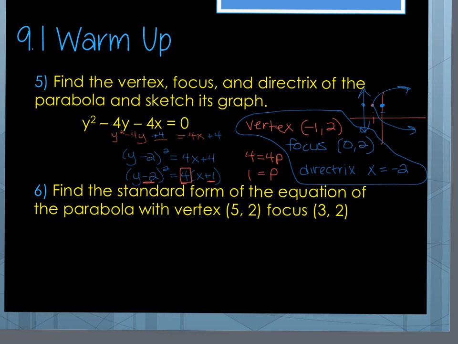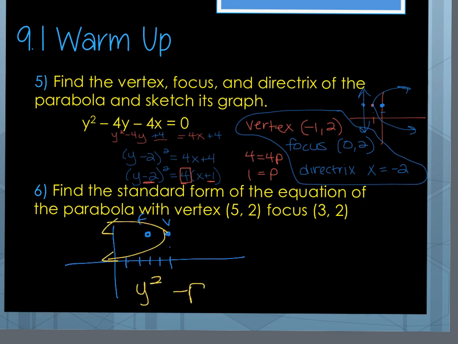All right, and then 6, find the standard form of the equation of the parabola with a vertex of 5, 2 and a focus of 3, 2. So use that information. 1, 2, 3, 4, 5, 1, 2, that's my vertex. Focus, 1, 2, 3, 2, which means this is a parabola pointing which direction? Left, which means y is squared, but P is negative. P is, again, the distance from vertex to focus, which in this case is 2.